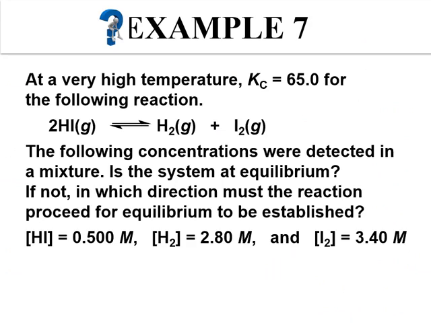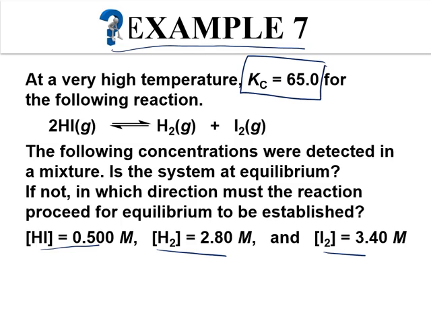So, kita tengok example 7 dalam nota kuliah awak. Example 7. So, the following concentration were detected in the mixture, which is the concentration of HI, H2 and I2 are provided in the question. And the Kc value pun dia dah bagi tahu dalam soalan. Is the system at equilibrium? Dia tanya, adakah sistem ni dekat equilibrium? If not, jika tidak, in which direction must be the reaction proceed to achieve the equilibrium?